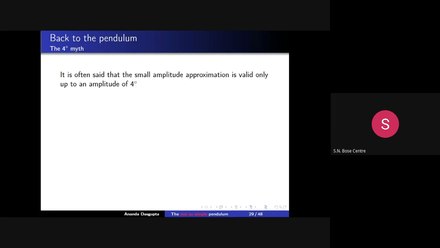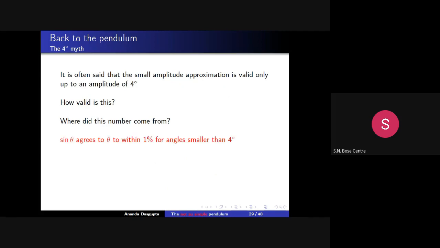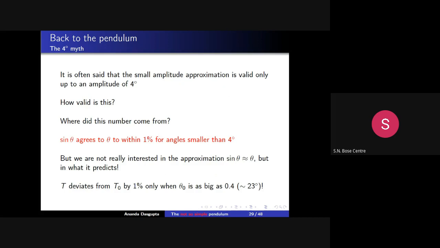Now this 4 degrees, where did this number come from? We already said that sin theta agrees with theta within 1% for angles smaller than 4 degrees. That's where the 4 degree limit comes from. Frankly, I'm not really interested in sin theta being approximately equal to theta. When I'm using this to measure time period, or to measure G from the time period, what I'm really interested in is what it predicts for the time period. Note that the fractional error is theta 0 square by 16. So when will the fractional error be 1% in time period? When theta 0 square by 16 is 1 over 100. That means theta 0 square is 16 by 100, which is 0.16, and therefore theta 0 is 0.4.